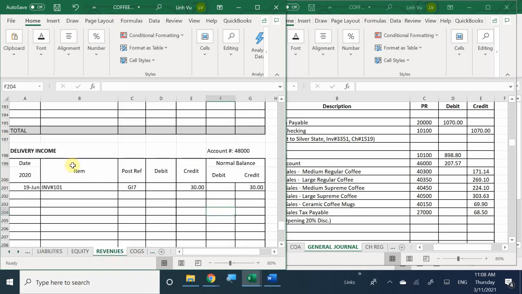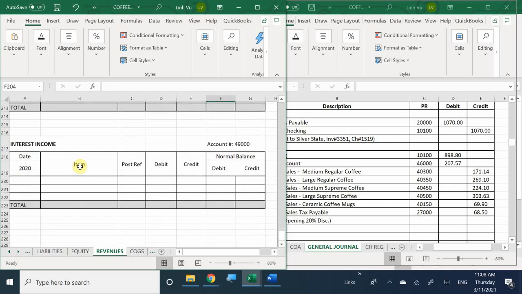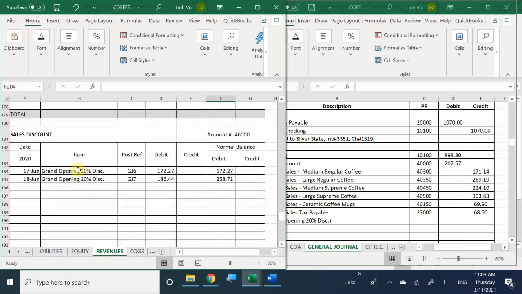Next we have our revenues. I'm going to start with the discount. Grand opening sales 20% again. Copy and paste that. General journal number 8. Okay. And how much was the discount for? $207.57. So what is my new ending balance here? $566.28. Good. Correct.